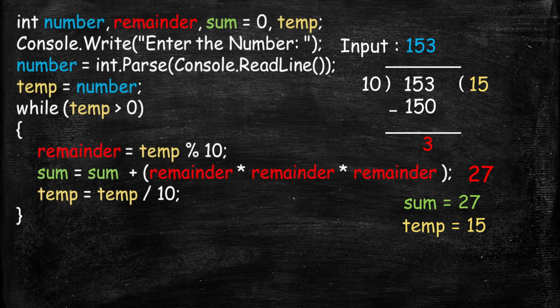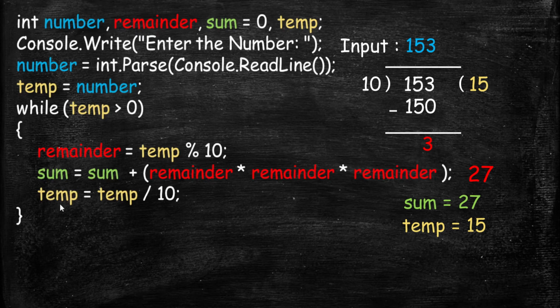So if we divide 153 by 10, we will get 15. Then we will store that 15 in the temp variable. Basically, this first line of code we are using to get the last digit of what the user has entered, and the second line of code, we are multiplying it 3 times and adding it in the sum variable. And then the third line of code, we are removing that digit from it.